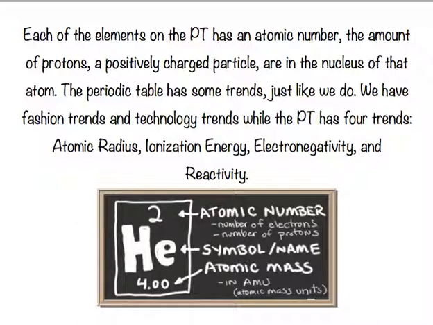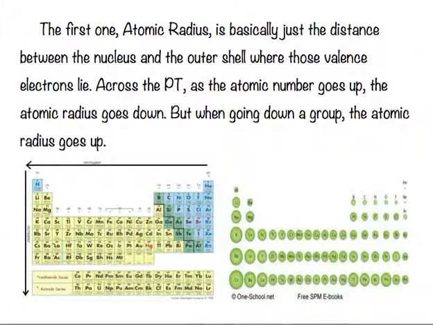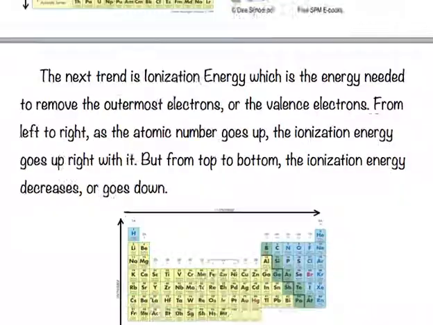The periodic table has some trends, just like we do. We have fashion trends and technology trends, while the PT has 4 trends: atomic radius, ionization energy, electronegativity, and reactivity. The first one, atomic radius, is basically just the distance between the nucleus and the outer shell, where those valence electrons lie. Across the PT, as the atomic number goes up, the atomic radius goes down, but when going down a group, the atomic radius goes up.